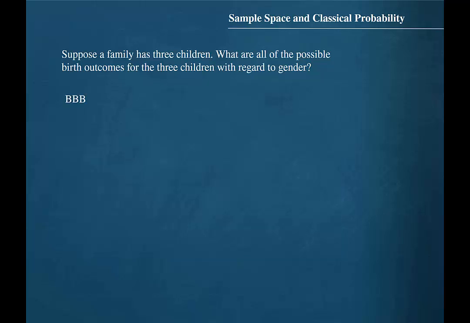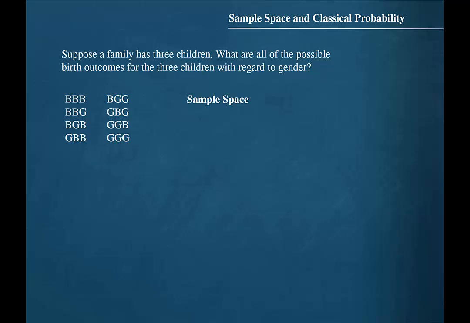There could be 3 boys. There could be 2 boys and a girl, where the girl is the youngest, the middle child, or the oldest. There could be 1 boy and 2 girls, where the boy is the oldest, the middle child, or the youngest. The only other possibility would be that all 3 children are girls.